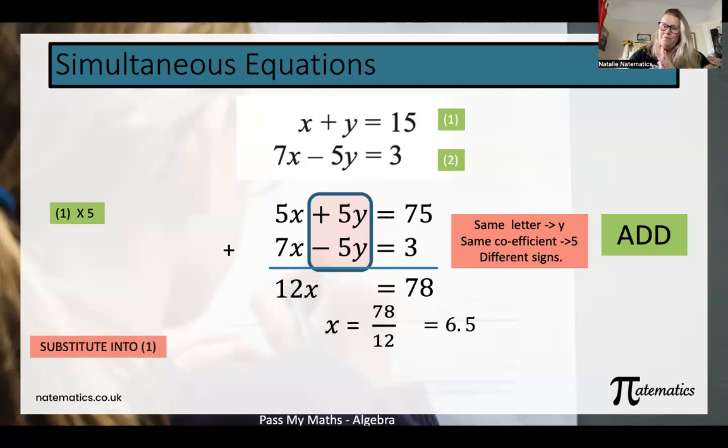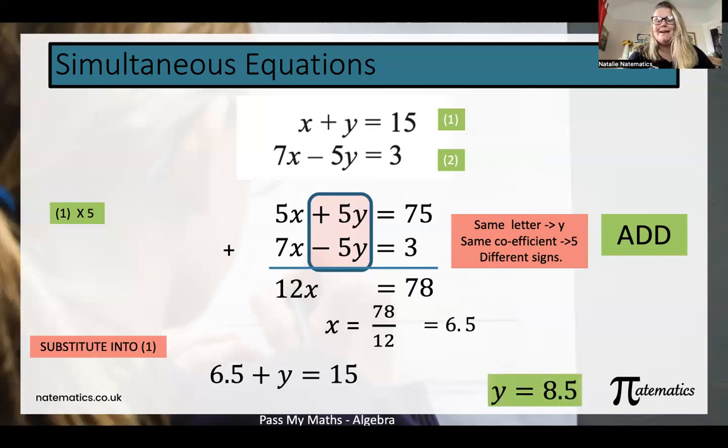All right then, so now remember x equals 6.5. We're going to substitute that into equation number 1. So we've got 6.5 plus something equals 15. What is that something? Use your calculator to double check. 15 minus 6.5 gives us an answer of 8.5. So those are our two solutions. X is 6.5, Y is 8.5.